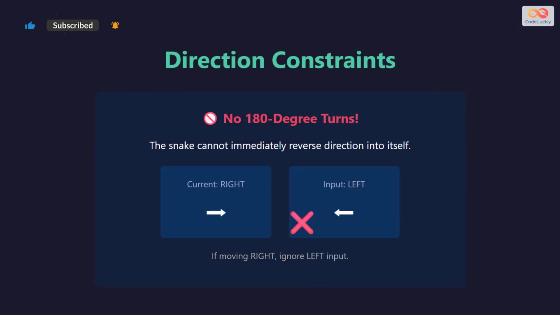We must enforce rules on movement. The most important rule is that the snake cannot do a 180-degree turn. If the snake is currently moving right, we must ignore any input that tries to make it go immediately left. It must turn up or down first. This prevents the snake from instantly colliding with its own neck.